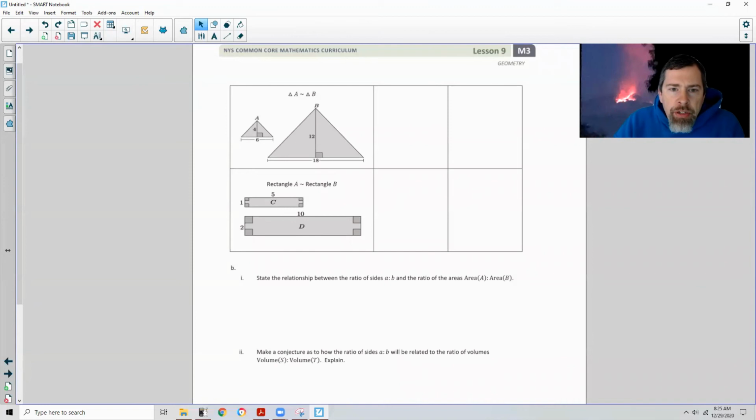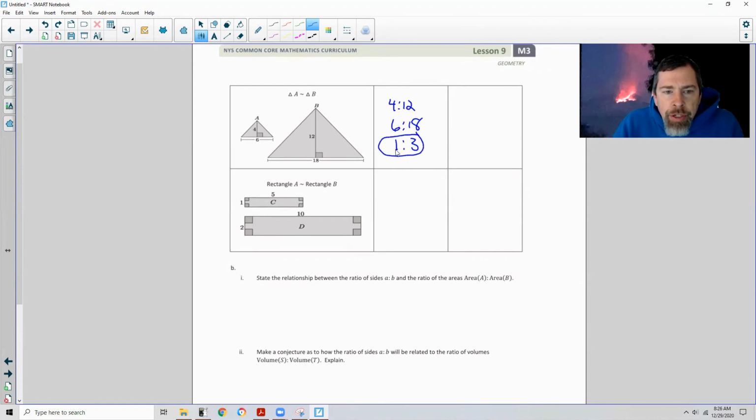Okay, page 2 brings us some more of the same. And we are dealing with 2 triangles that are similar. Triangle A is similar to triangle B. And our altitudes ratio would be 4 to 12. So I write 4 to 12 for my altitude. My base is 6 to 18. 6 goes into 6 once. 6 goes into 18 3 times. 4 goes into 4 once. 4 goes into 12 3 times. So our ratio reduced is 1 to 3.